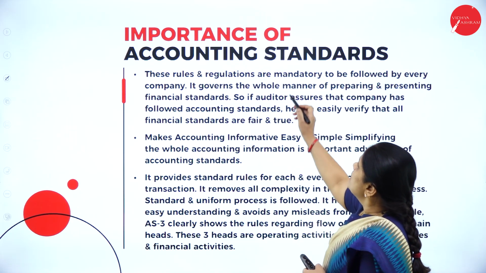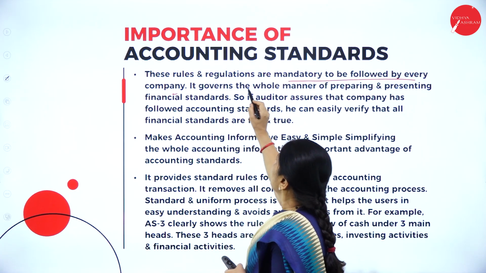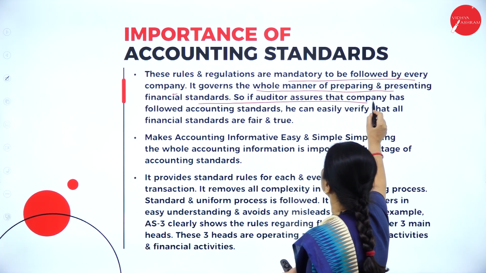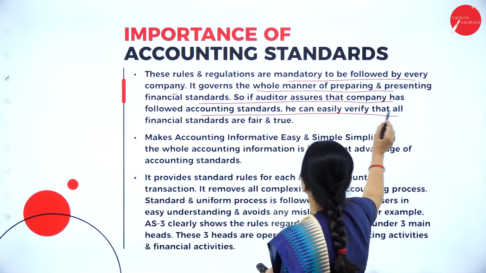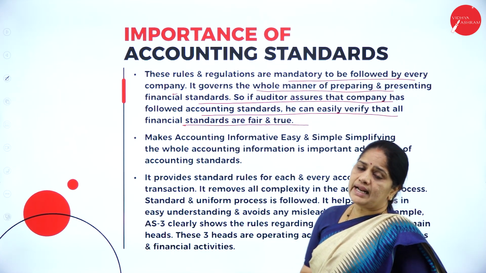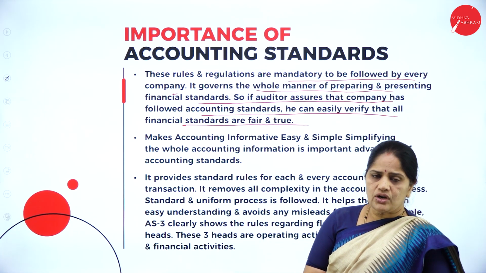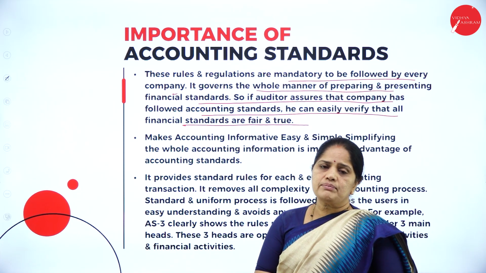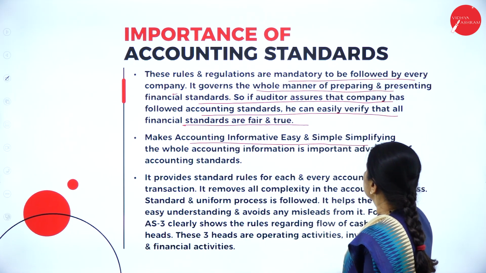Then, these rules and regulations are mandatory to be followed by every company. It governs the whole manner of preparing and presenting financial statements. So, if the auditor is assured that the company has followed accounting standards, he can easily verify that the financial statements are fair and true. So, when everybody has uniformity in maintenance of books of accounts, we can ensure that the financial statements are fair and true.